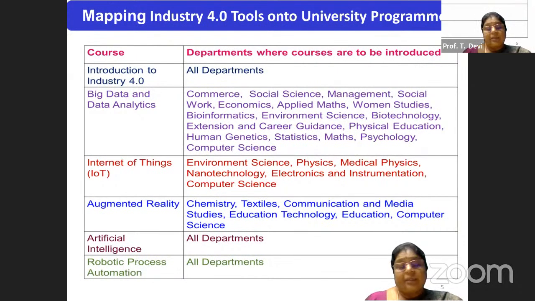Internet of Things: sensors are used for environmental, like climate management and so on. So environmental science, physics, medical physics, nanotechnology, electronics and instrumentation, and computer science. Internet of Things and its application can be brought as a paper. Augmented reality is used in textile design and in gamification in education. So this can be applied in chemistry, textiles, communication and media studies, education technology, education and computer science. Artificial intelligence is needed by all the departments.